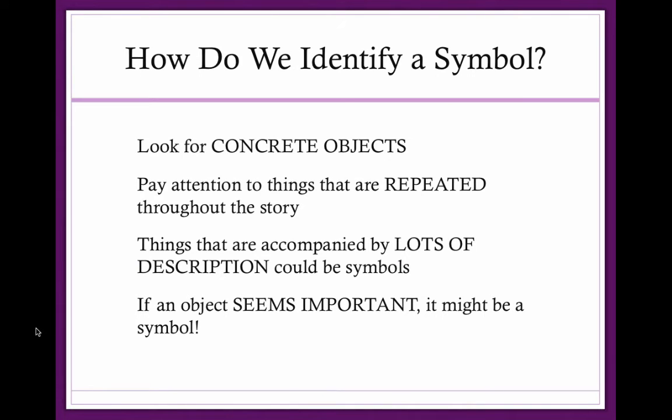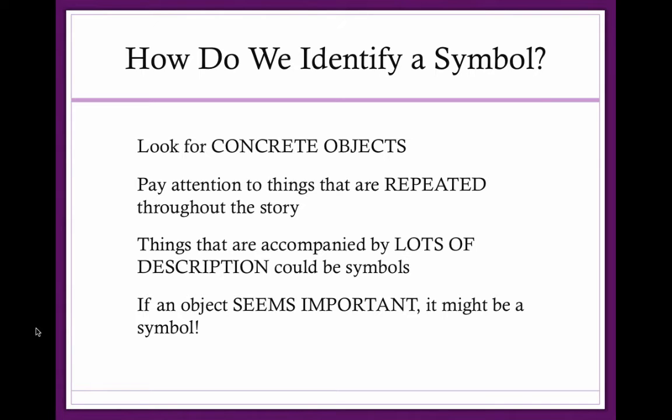So, you might be wondering, okay, how do I identify a symbol when I'm reading? And sometimes it can be difficult, but there are 4 very easy steps that can help you. You want to look for objects that are concrete. So you can automatically rule out things like emotions or thoughts. Those aren't going to be symbols because they're not concrete objects. The objects need to be able to be touched, seen, or heard.